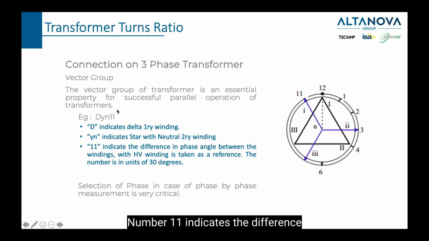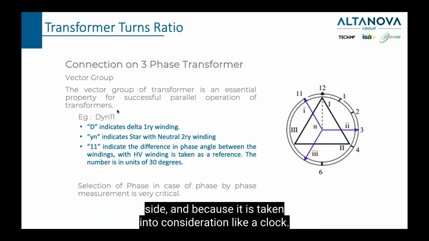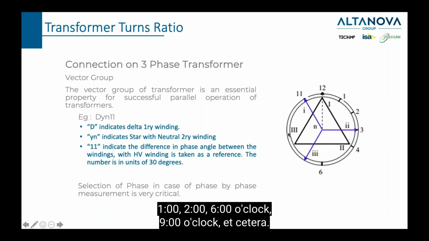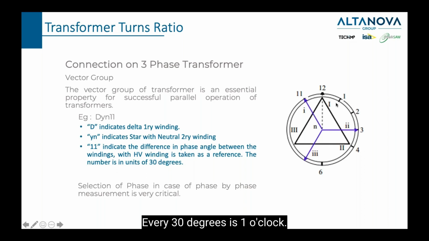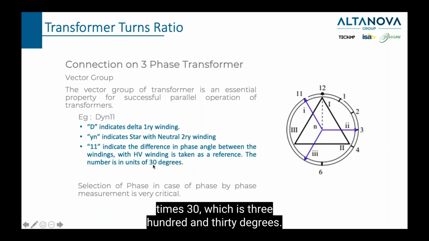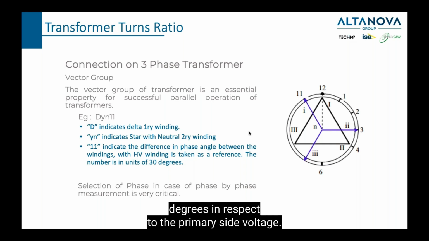Number 11 indicates the difference in phase angle between the windings, between the primary and the secondary side. It is taken into consideration like a clock, so you can see this is like a clock: 12 o'clock, 1 o'clock, 2 o'clock, 6 o'clock, 9 o'clock, etc. Every 30 degrees is 1 o'clock. So if we say DYN11, it means that the phase shift between the primary and the secondary side is 11 times 30, which is 330 degrees. So the secondary side voltage is lagging 330 degrees with respect to the primary side voltage.